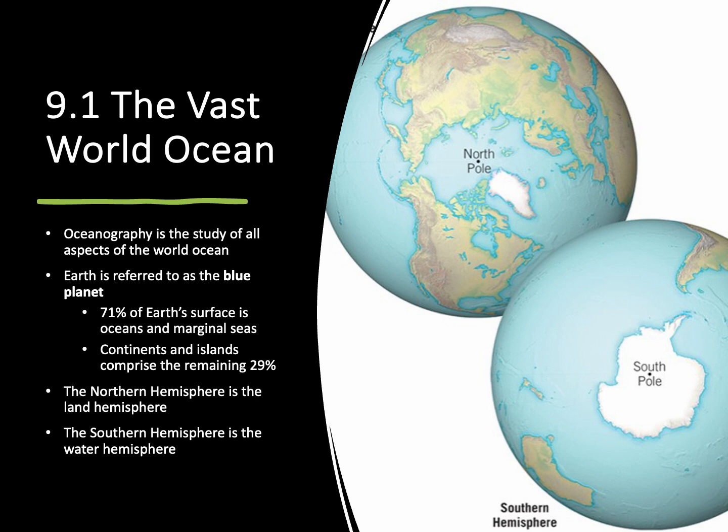If we wanted to just study the oceans on our planet, we would be called an oceanographer, because oceanography is the study of just different aspects of our oceans. And one of the things that makes Earth so unique is the fact that we're called the blue planet, because we're covered in so much blue water. And we see that 70% of Earth's surface is oceans and smaller seas, and that less than 30% are our continents and islands. So we are a majority water-based planet.